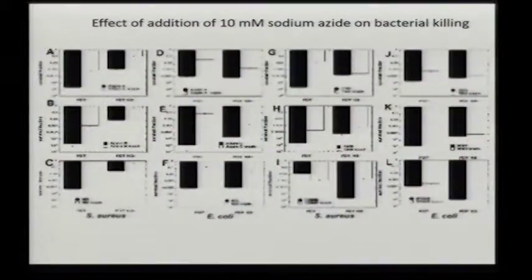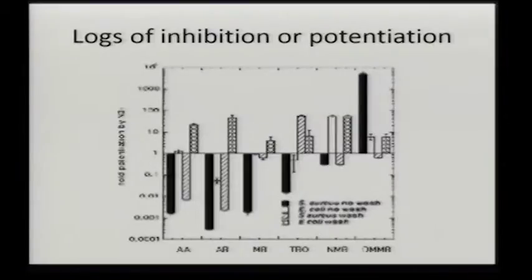If you look at the effect of 10 millimolar azide on bacterial killing, the results are mixed. I'm not going to ask you to look at these graphs because I've got a summary coming up, but basically in some cases of these phenothiazinium dyes, it potentiated killing, and in other cases it inhibited killing. So it was kind of a mixed bag, and we also had different bacteria, and then we had wash and no wash. So it was a little complicated system.